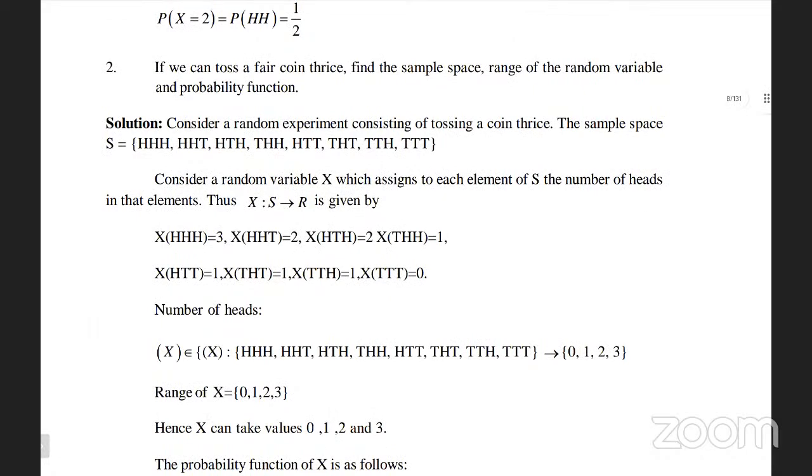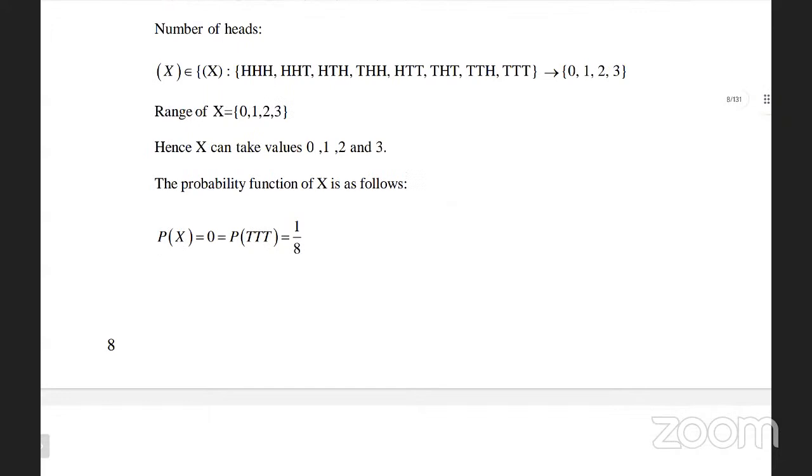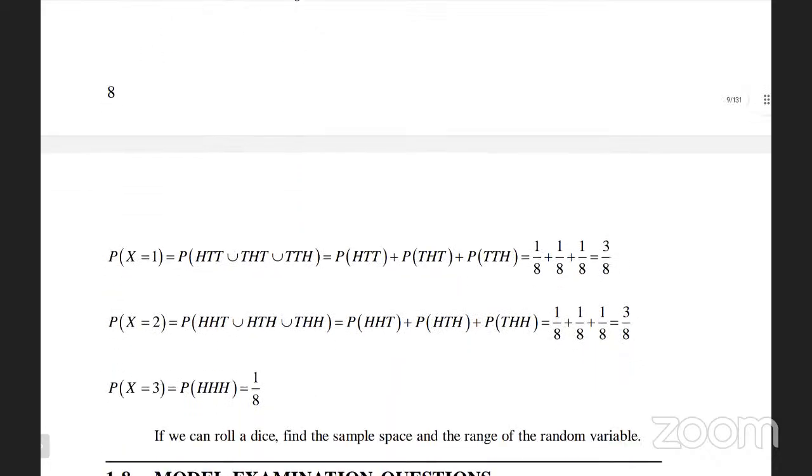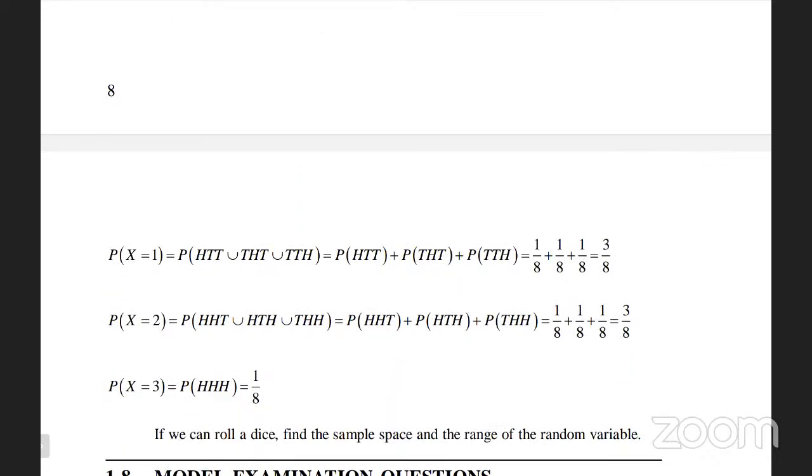In those random variable values, getting X equal to 0. X equal to 0 means all tails, TTT. How many do we have? Only 1 out of 8. So 1 by 8 is the probability. Next, coming to X equal to 1. X equal to 1 means here I want only one head. What are the possibilities? HTT has one head, THT has another head, TTH also has one head. So if I take one head, the probability is 1 by 8, another is 1 by 8, another is 1 by 8. Total is 3 by 8 is the probability.